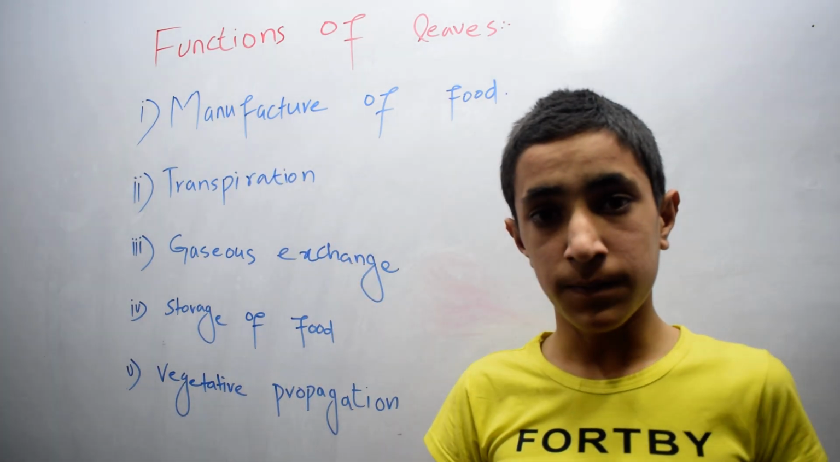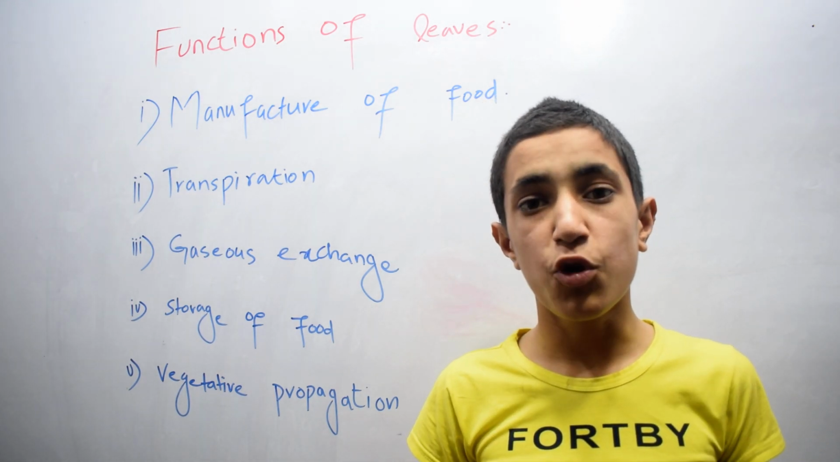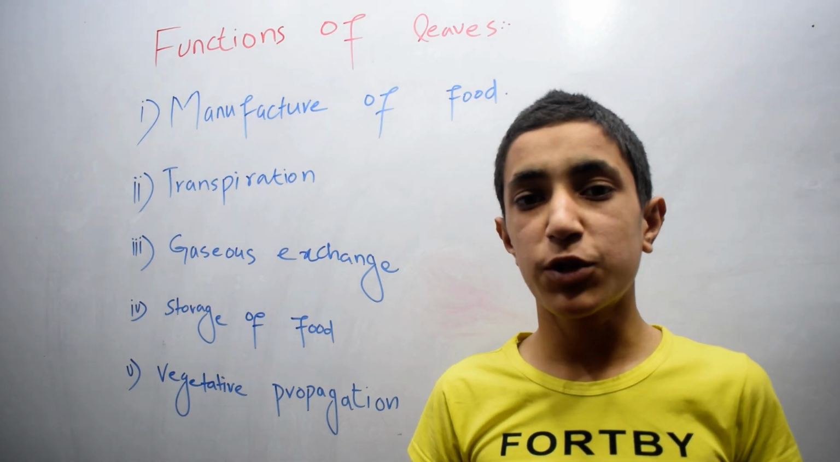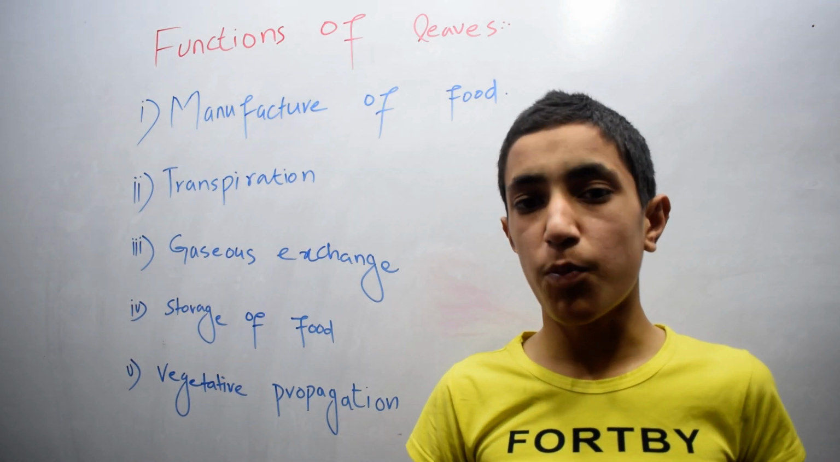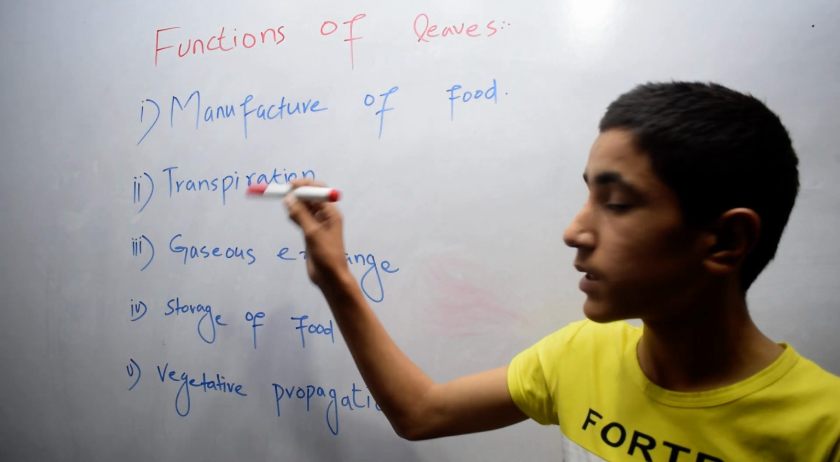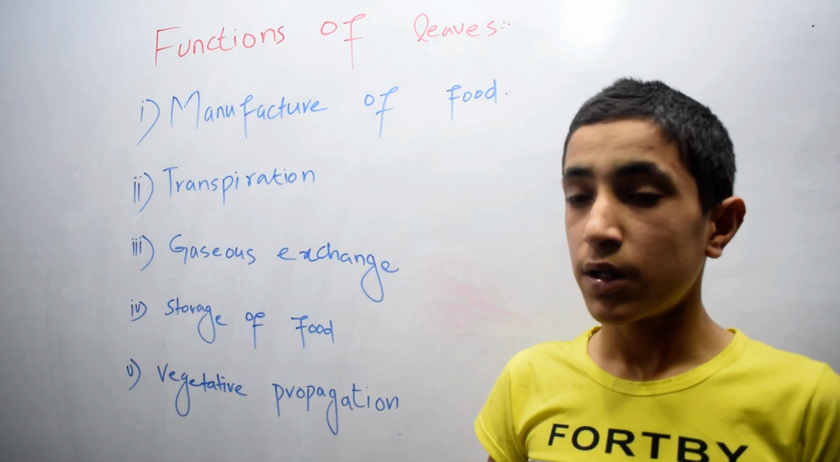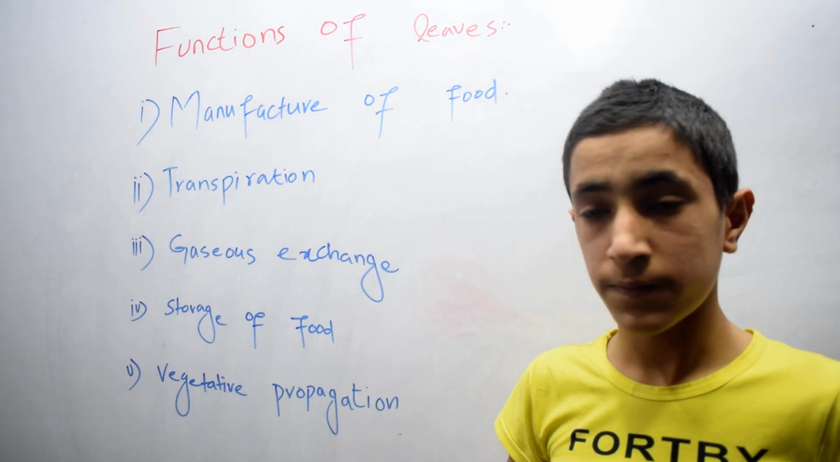Manufacture of food. Do you know the photosynthesis process? Photosynthesis is a process in which plants prepare their own food in the presence of chlorophyll and sunlight. The chlorophyll is present in the leaves, so the leaves are responsible for manufacture of food.